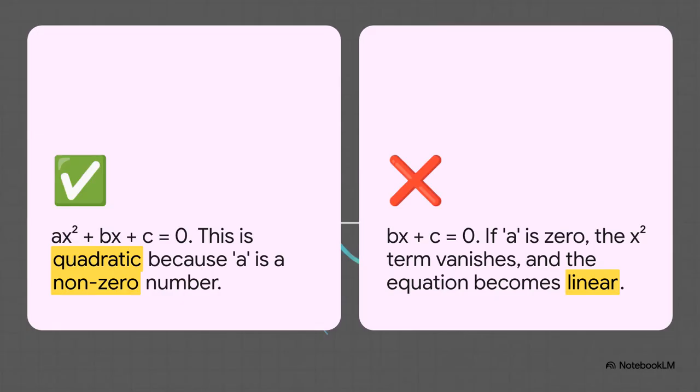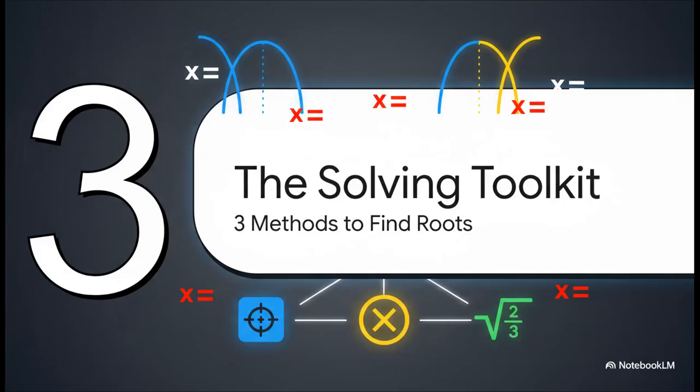Now, there is one golden rule, one non-negotiable, can't break it rule. A cannot be 0. Think about it. If a was 0, that whole x squared term would just disappear. And poof, your powerful, curvy parabola collapses into a boring old straight line. That single term is what gives it all its magic. Okay, so we know what it is. Now, how do we solve it?